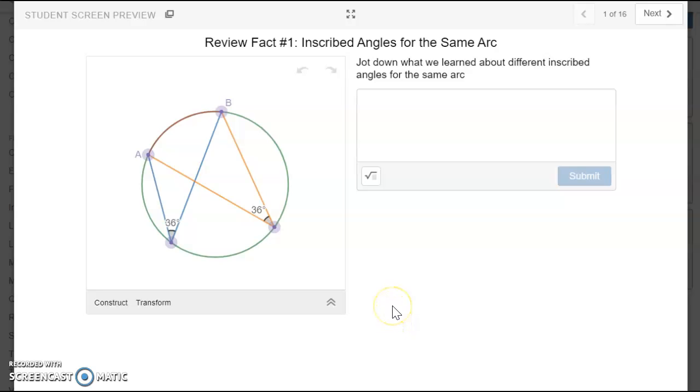Here we go. Card number 1, jot down what we learned about different inscribed angles for the same arc. We have arc AB here, and we can change the arc measure or arc length. But what do we notice about the inscribed angle given a particular arc length? This is going to be 66, 66. What if we change the arc length? It's still going to be 34, 34. What if we look at different positions of the inscribed angle? It's still going to be the same. So given the same arc, the inscribed angle intercepted by the same arc is always going to have the same measure.